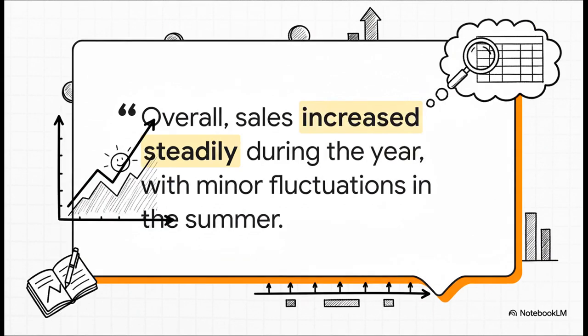Next up, step 2 is the overview. The best way to think about this is like the main headline of a news story. You're just describing the biggest, most general trend, but, and this is key, you're not getting bogged down in specific numbers just yet. Something simple like, overall, sales increased steadily throughout the year, with some minor fluctuations in the summer. See, that totally sets the stage for the details that are about to come.